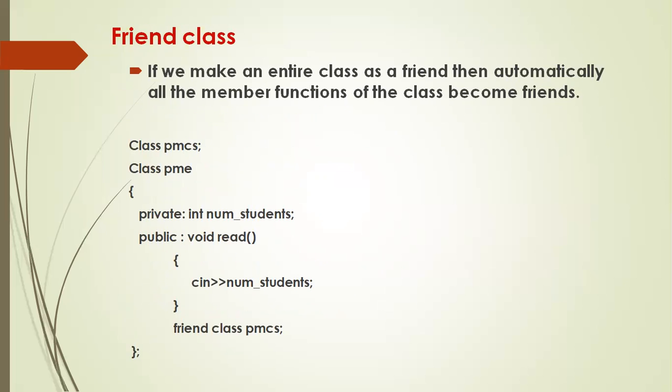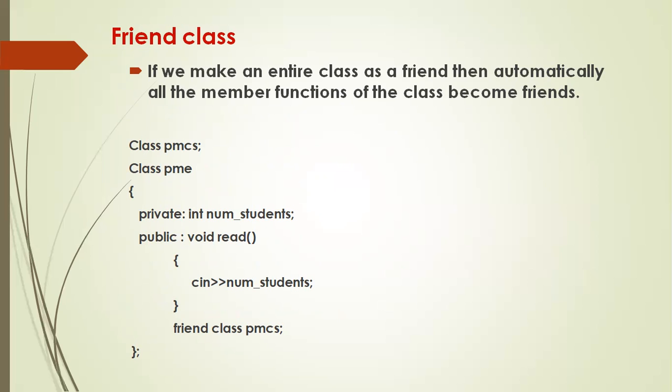So in today's class, we learned about two more examples of friend function. Next, we'll study the concept of friend class. So far, we have studied friend functions. What happens if the class itself is a friend? If you make the entire class a friend, then automatically all the member functions of the class become friends. Whatever member functions are there within the class, they all become friend functions.